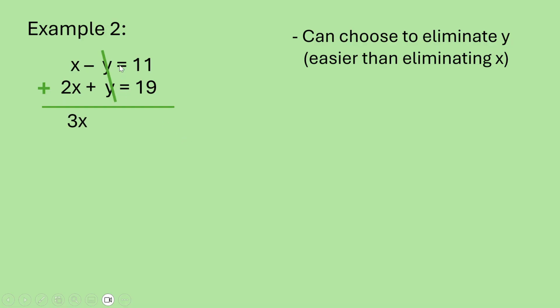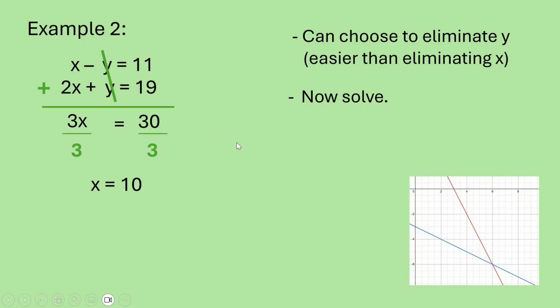3x, and the y's cancel. We get equals. Adding 11 plus 19, we get 30. So now I can solve for x. Divide both sides by 3, and x equals 10. And again, you're not done here because you only have one of the coordinates. The solution should be an xy point, and we only have the x value.